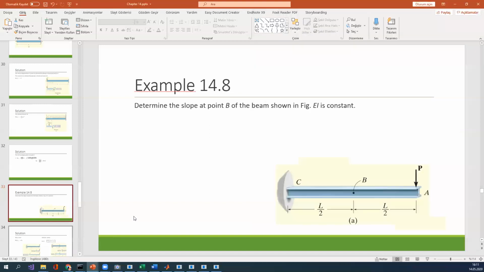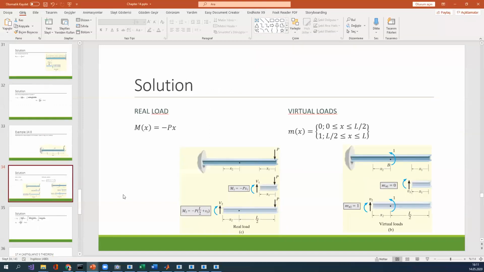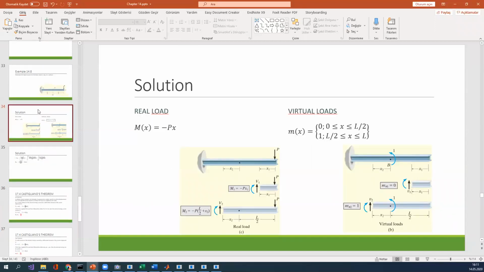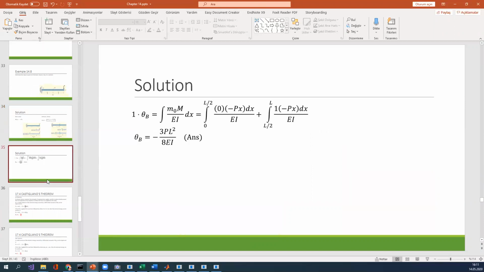Okay, this is the virtual load. Also, the principle is extremely simple. I don't want to use this formulation. I don't want to confuse your brain. Okay, if you look at my solution, you will easily understand.